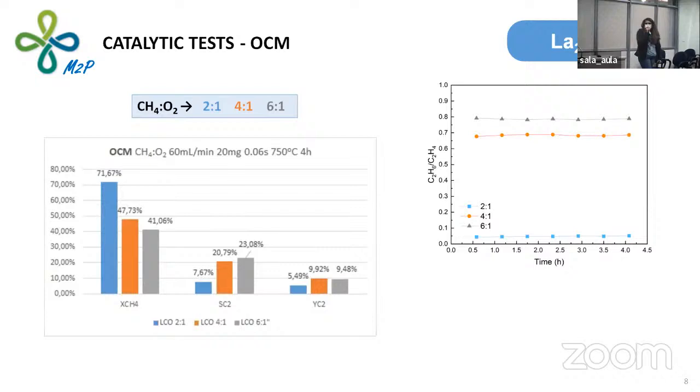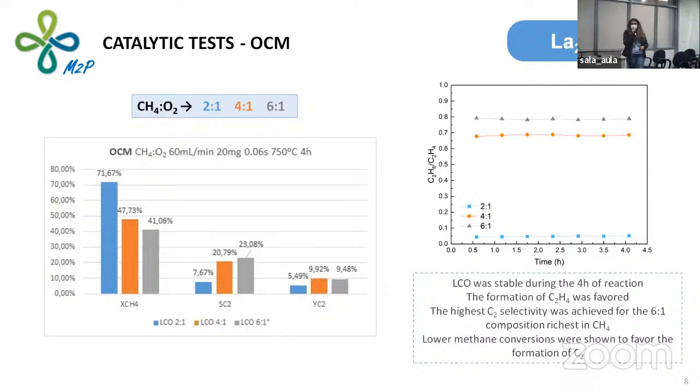And these are our preliminary results for the catalytic tests. We fixed the temperature at 750 degrees Celsius, 4 hours of reaction, and we tested three different methane to oxygen ratios: 2-1, 4-1, and 6-1. In all tests, LCO was stable during the 4 hours of reaction. The formation of ethylene was favored compared to ethane, as seen in this graph. The highest C2 selectivity was achieved for the composition richest in methane, the 6-1 ratio. And lower methane conversions were shown to favor the formation of C2 hydrocarbons.